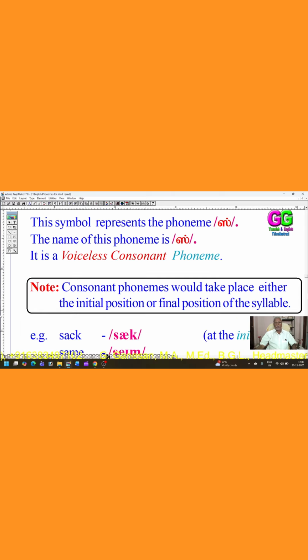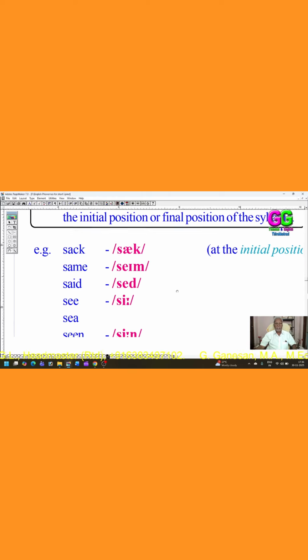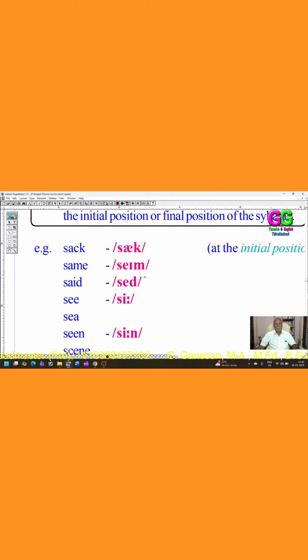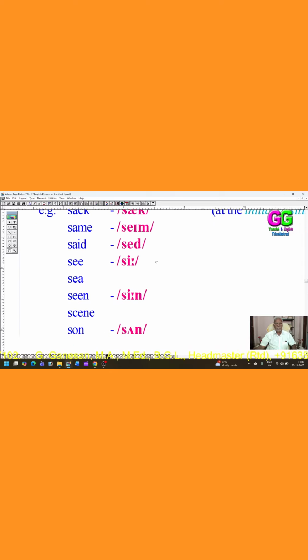Note, consonant phonemes take place either in the initial position or the final position of the syllable. At the initial position: S-A-C-K is sack. S-A-M-E is same. S-A-I-D is said.